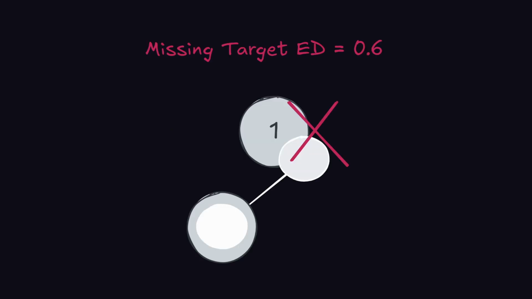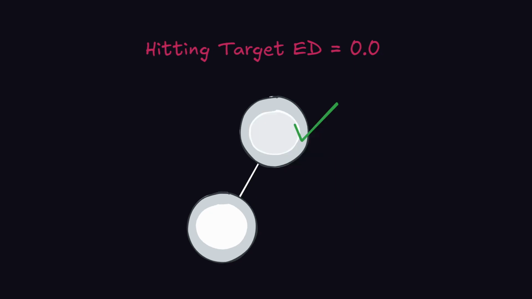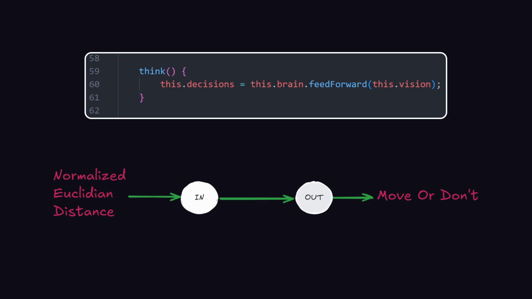Secondly, the AI needs to think. This means that given what the AI sees, it needs to make a decision on whether it should try and act and attempt to hit the target, or not act. This will be determined by how small the Euclidean distance is. The bigger the distance, the less likely the AI is going to hit the target. After a few generations of learning, the AI will begin to learn that if the distance is too big, then it should not act, but if the distance is small, then it should try to act and hit the target.